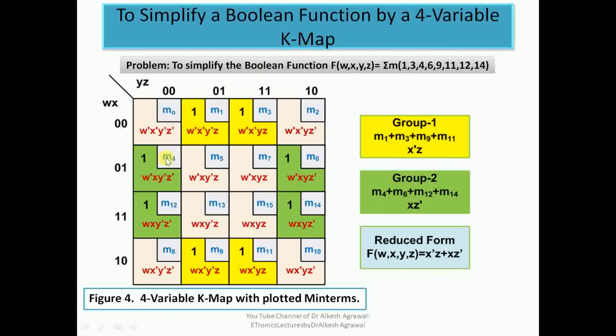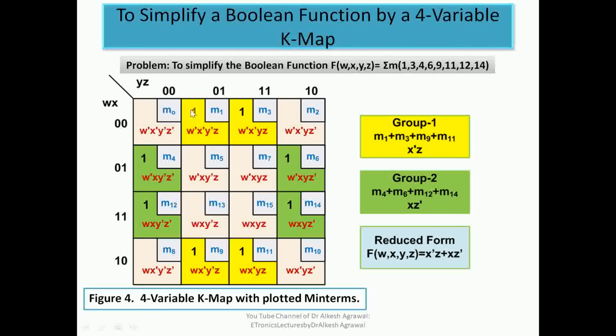Again, M4, M12, M6, M14 can be combined if we assume that this K-map can be rolled in this direction. So these two minterms come adjacent to these two minterms, and we have a group of four minterms with M4, M6, M12, M14. So again, we have two groups of four minterms each, and we can directly write the reduced form.